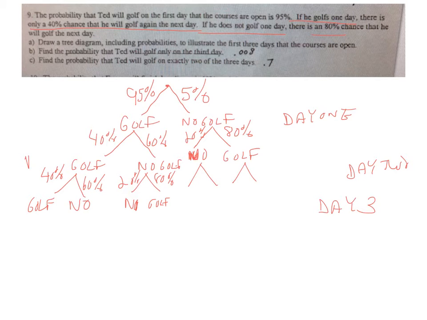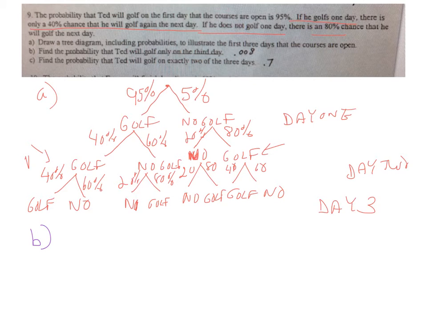And so here he didn't golf, so again we've got the 20-80 split for no and golfing here. And on this one he did golf, so we're going to have a 40-60 split, just the same as this one for golf and no golf. And see how messy it gets? So that's your tree diagram, and that's part A of your solution.